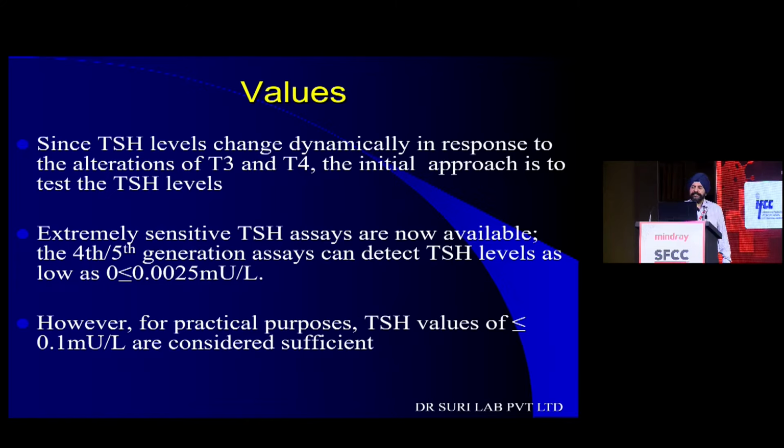So since TSH levels change dynamically in response to alteration of T3, T4, the initial approach is to test the TSH levels only. Currently most of our CLIA analyzers are doing 4th, 5th generation assays which can detect TSH as low as less than 0.0025, but for all clinical purposes, a value less than 0.1 mU per liter is considered sufficient.